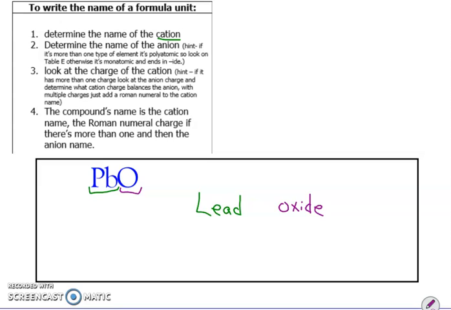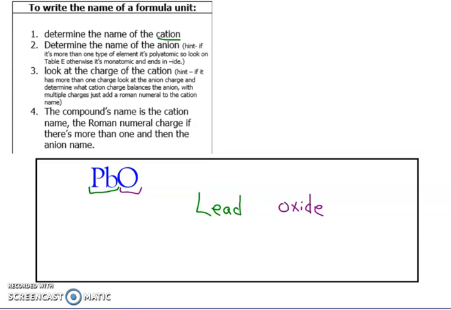Number 3 says look at the charge of the cation. So I'm going to look at the charge of Pb, and it says hint: if it's more than one charge, look at the anion charge and determine what cation charge balances the anion. With multiple charges, just add a Roman numeral to the cation name. That sounds easy, right? So we've got to look at Pb.